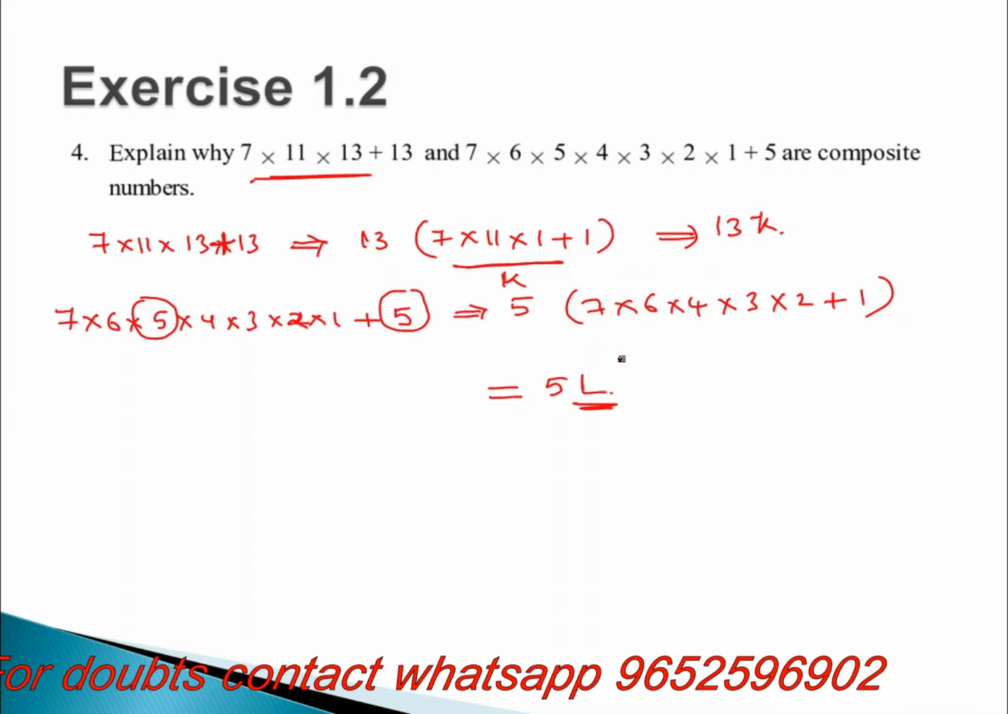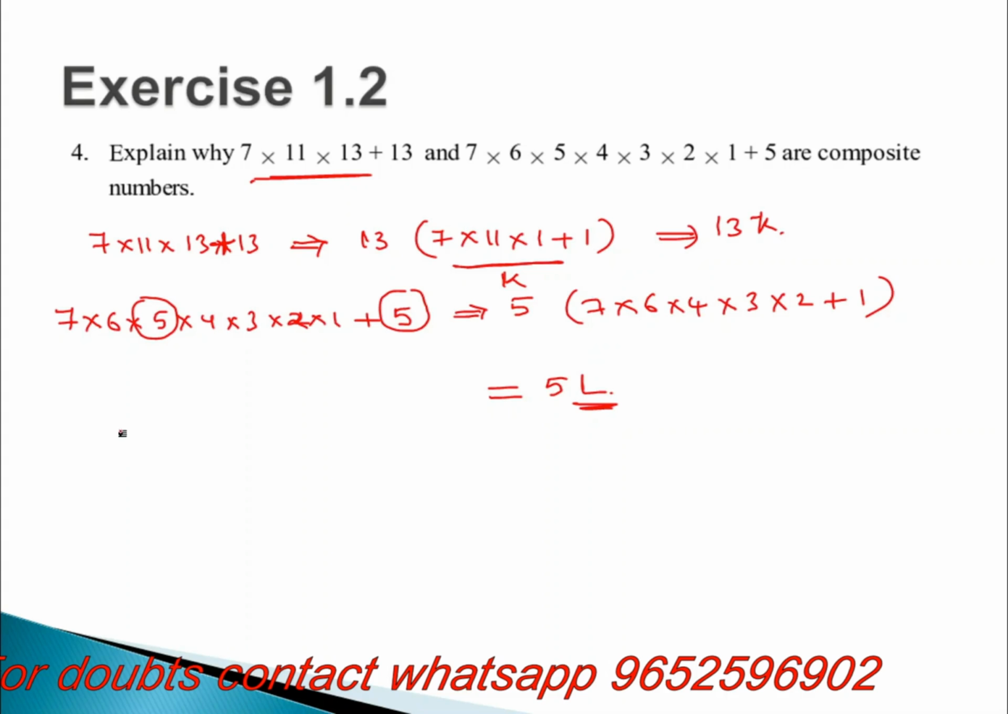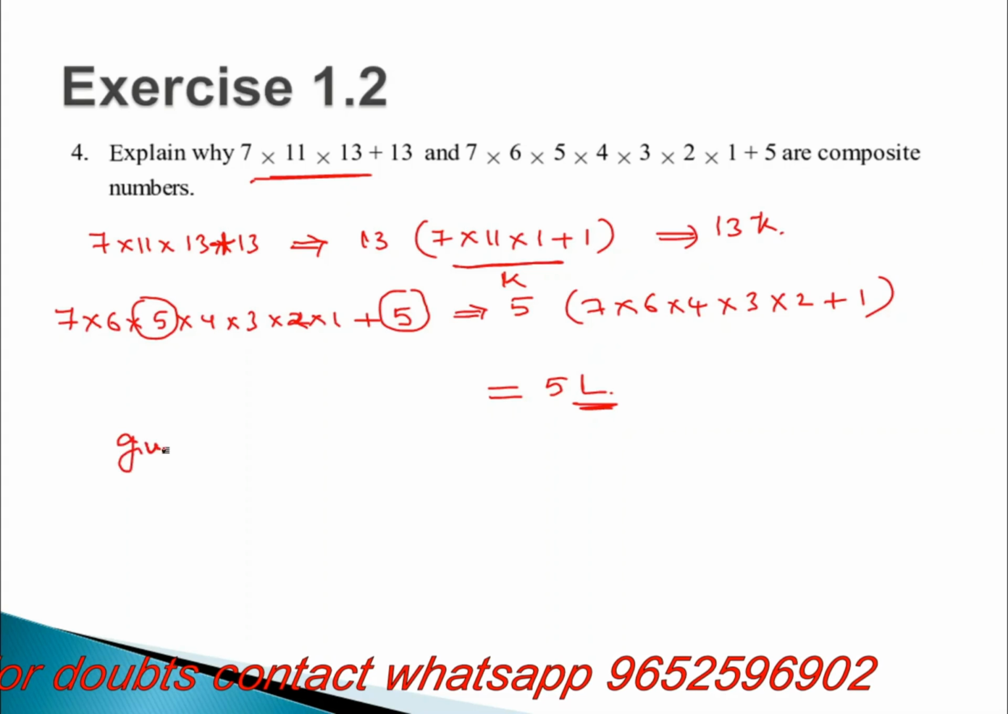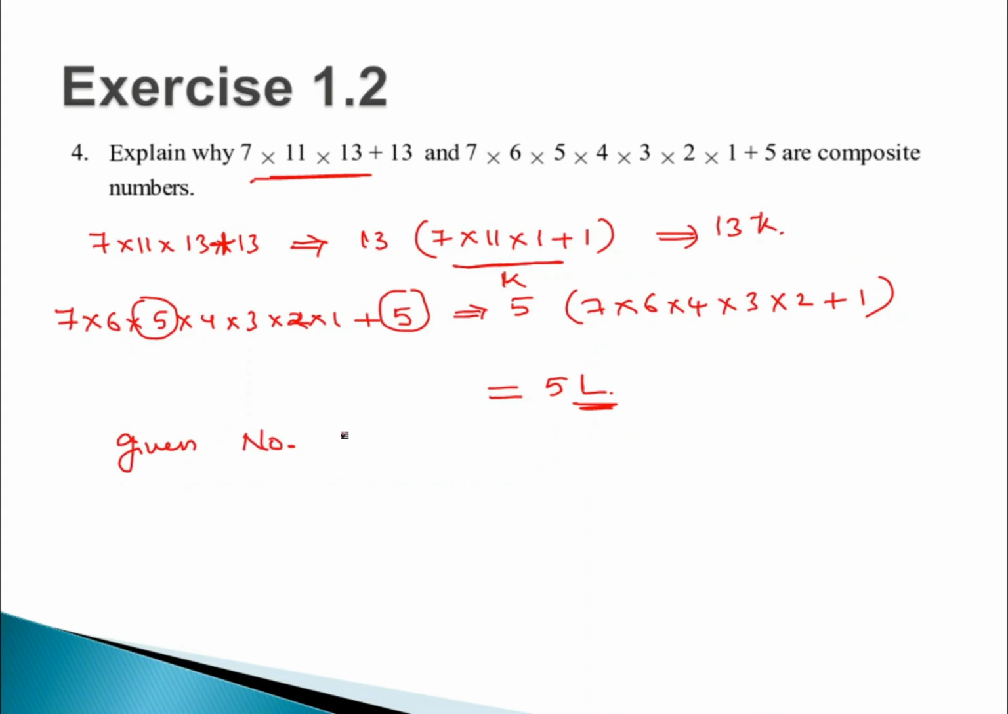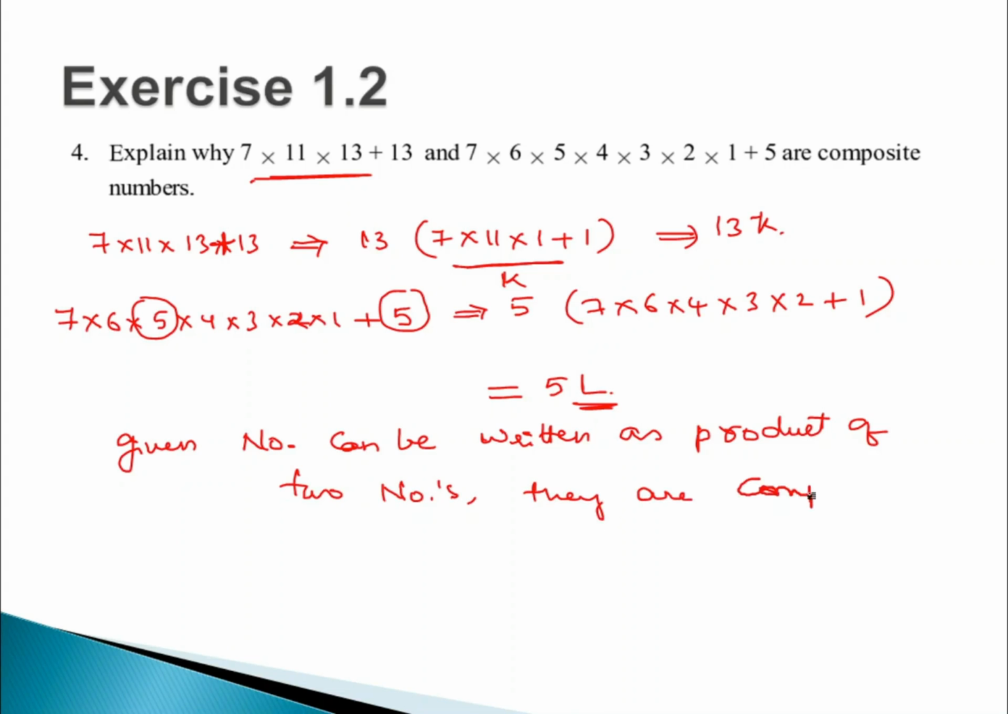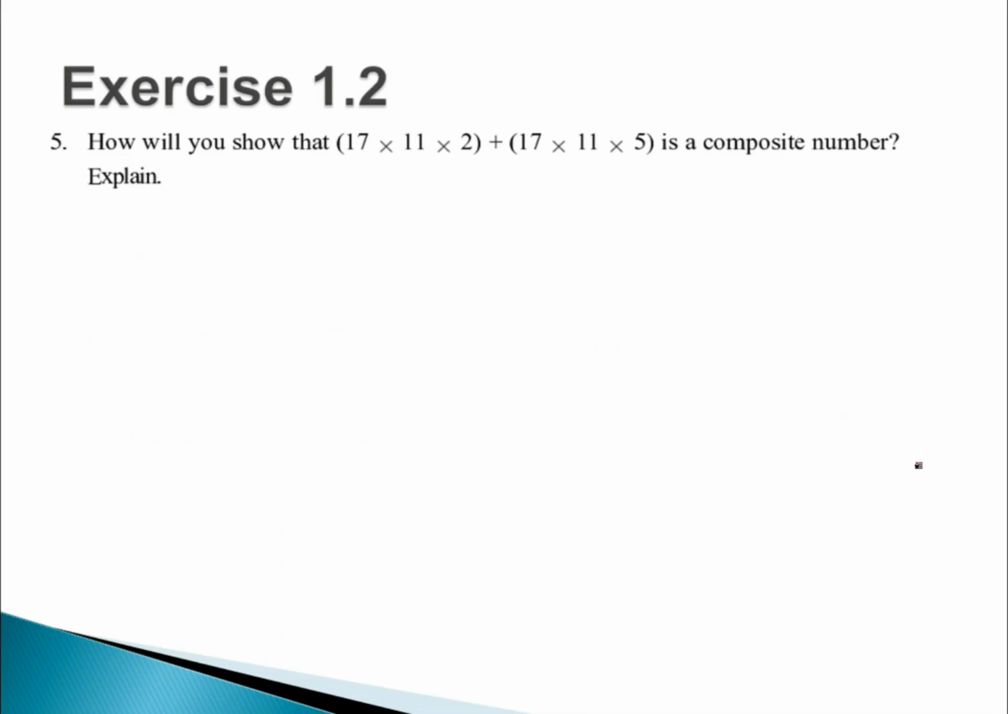Okay. So see, what we can write here, the given numbers can be written as a product of two numbers. They are said to be composite. They are composite numbers. So this is the definition of composite numbers. Am I clear with this? Good. So let's look at the next one.